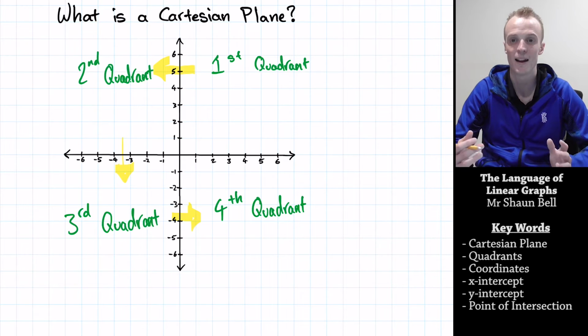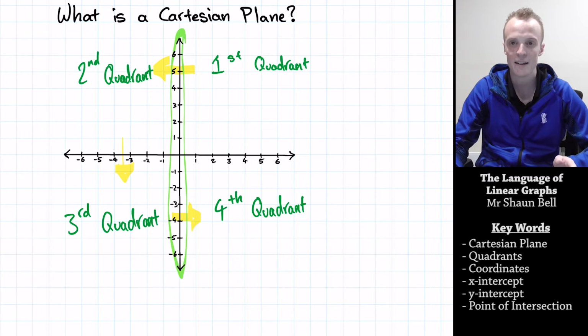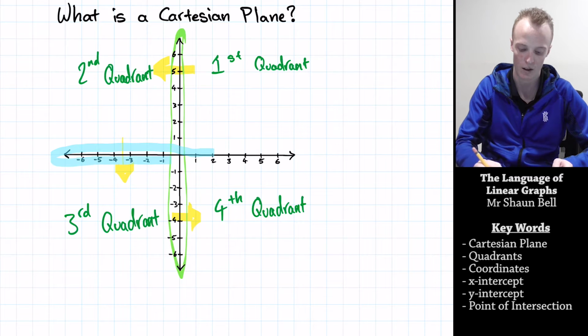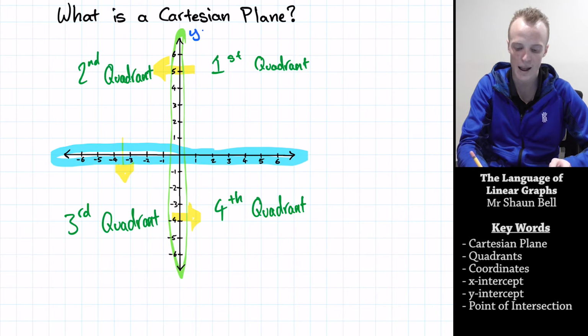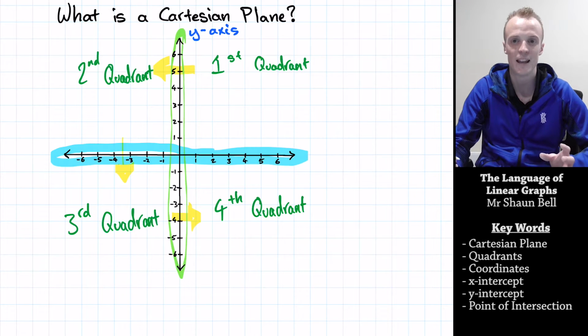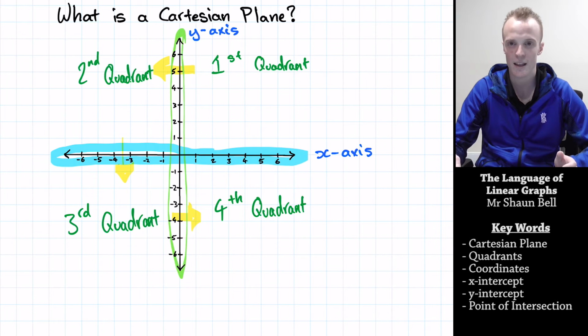Now the Cartesian plane is made up of 2 dividing lines. It's made up of this vertical line just in here, and it's made up of this horizontal dividing line just in here. Now we refer to the vertical dividing line as the y-axis, and we refer to the horizontal dividing line as the x-axis. Now as you can see here, anything above this x-axis, the y is positive, but anything below the x-axis, the y is negative. Similarly, anything to the right of the y-axis, x is positive, where anything left of the y-axis, x is negative.